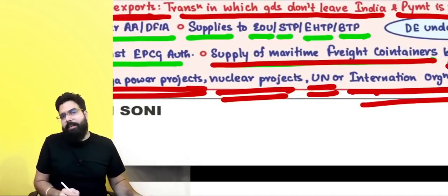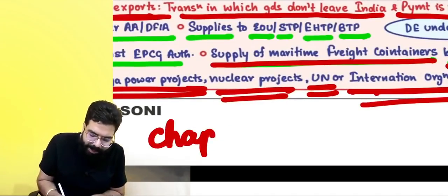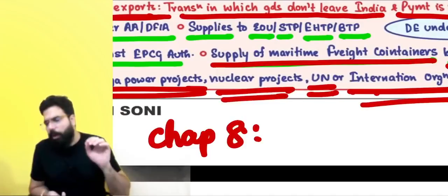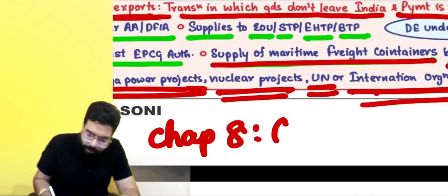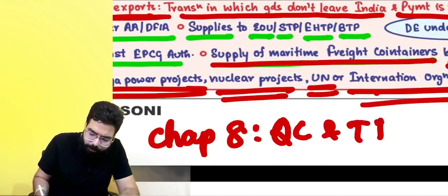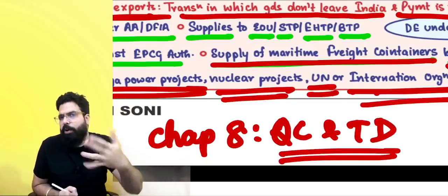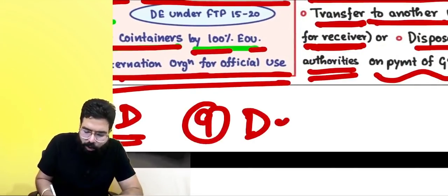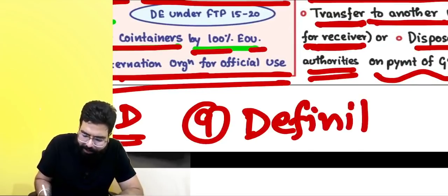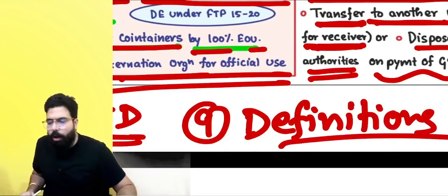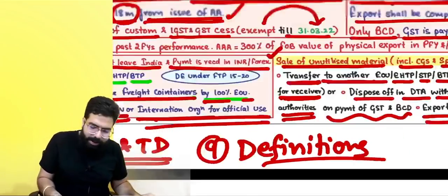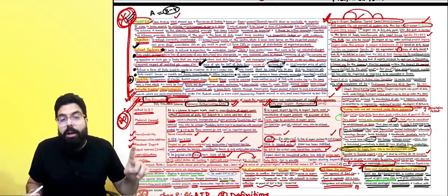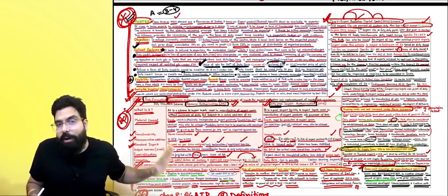Now, we are done till chapter number 7. We have chapter number 8 also, which is quality complaint and trade disputes. You don't have to learn anything. Chapter number 9 is also there, which tells about the definitions. Okay, everyone, is everyone clear? Here we are done with the 9 chapters of foreign trade policy.